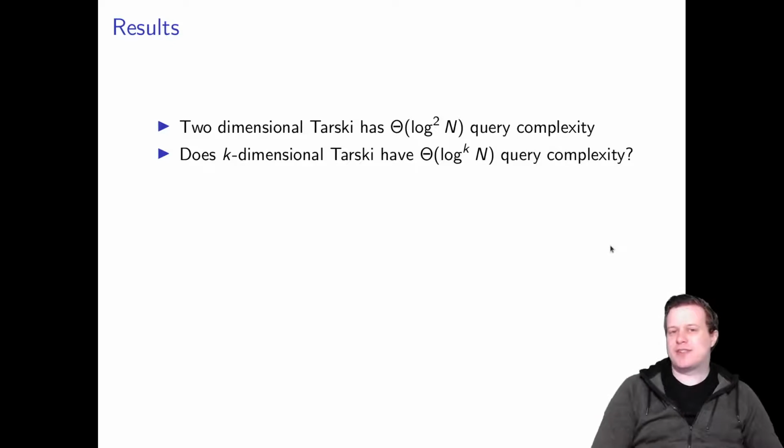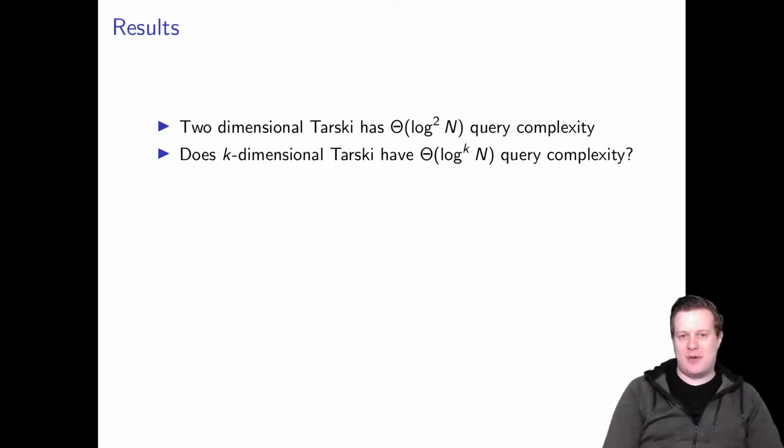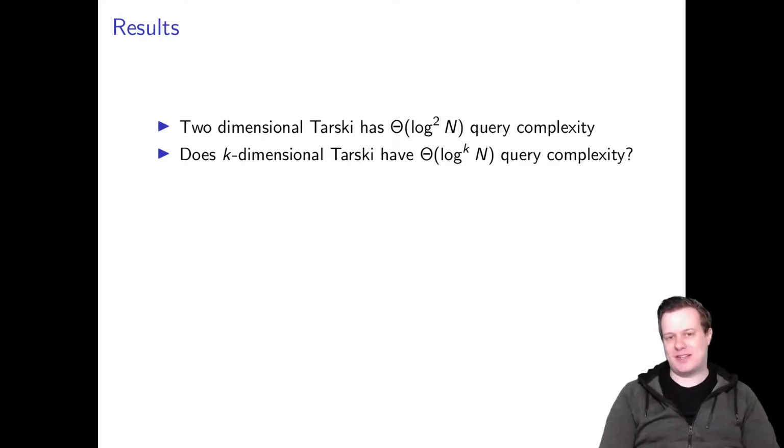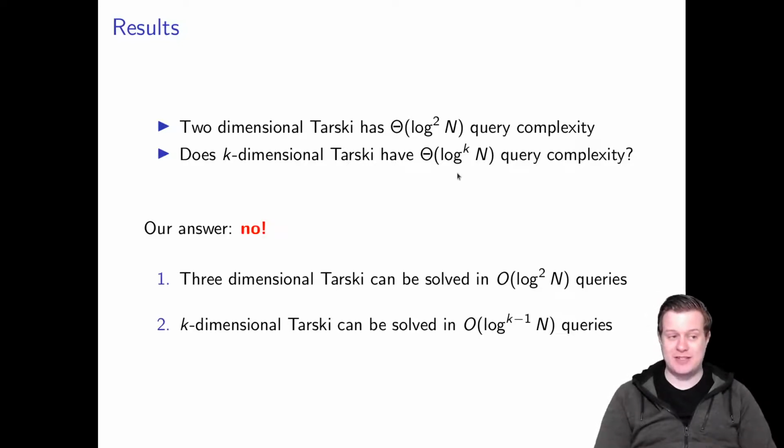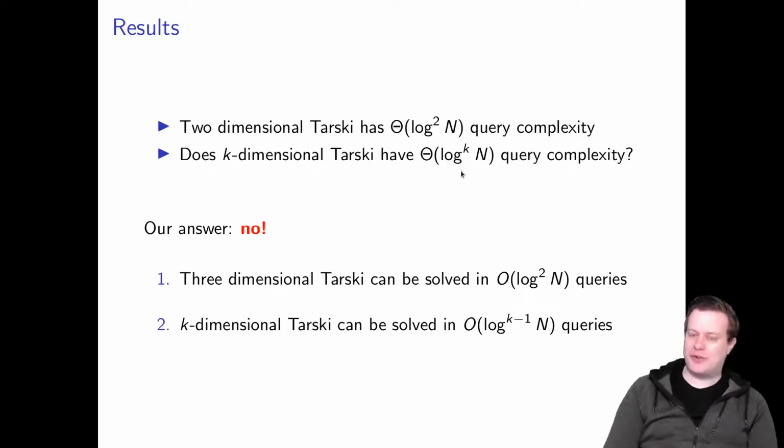So the starting point of myself and Rahul looking at this problem was, okay, we have this lower bound in 2 dimensions. The obvious thing to do would be to extend the lower bound to higher dimensions. We know that the query complexity of Tarski in 2 dimensions is theta log squared n. Can we extend that lower bound to show that the k-dimensional problem has theta log to the k n query complexity? It's a very attractive hypothesis, and we did spend quite a bit of time trying to prove this, and we were quite surprised to find out that that is not the case.